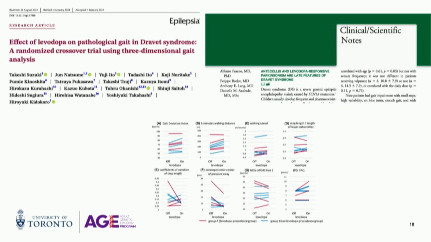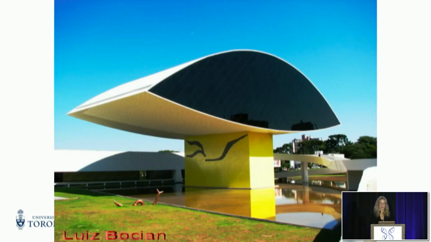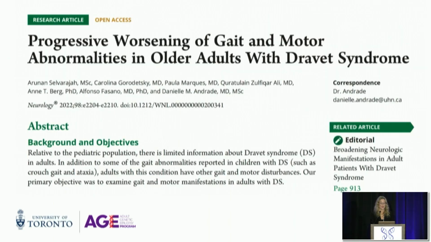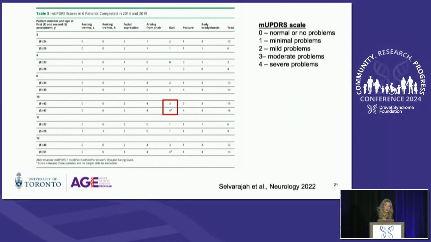So here are some studies showing that levodopa seems to help. And when we look at our population and we follow them over 5 years, we saw the same thing, and I'll show you in the next slide. So these are the patients, some of them we saw in 2014, and then we saw them again in 2019. And this is hard to read, but I'll show you.